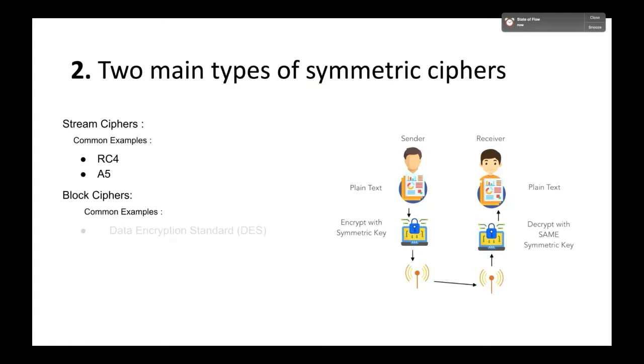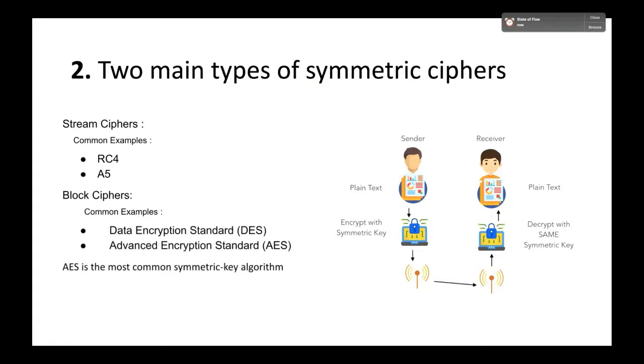We won't go too deep into symmetric ciphers, but essentially there's two main types of symmetric ciphers: stream ciphers, with some common examples being RC4 and A5, and block ciphers, with some common examples being the Data Encryption Standard, DES, and the Advanced Encryption Standard, AES. AES is most commonly a symmetric key algorithm. It's used to encrypt your hard drive, as well as securing your connection to an HTTP website.